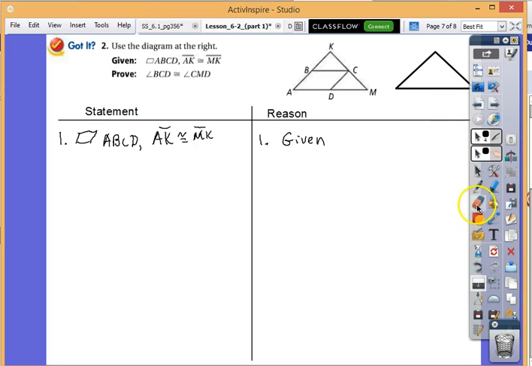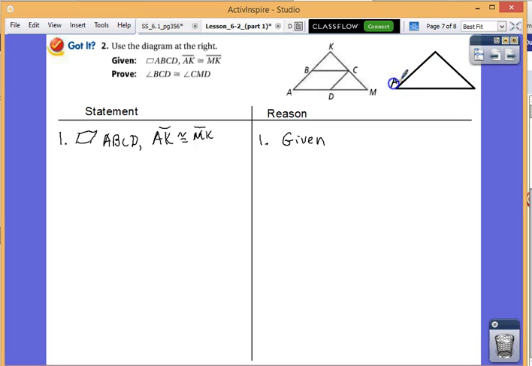So here's going to be my auxiliary drawing. Let me roll that up so it's not in the way. This is A, this is M, this is K, and I can go ahead and mark those two sides congruent.